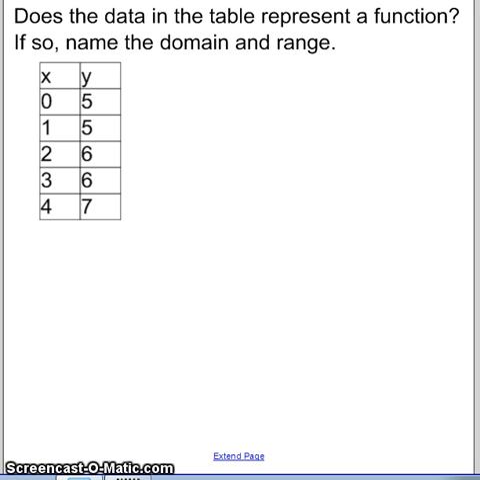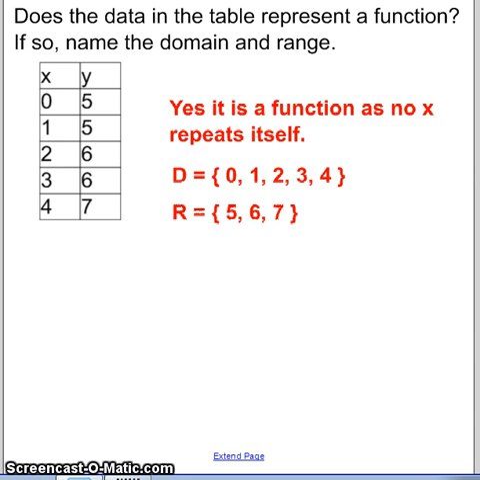This one is a data table, and you're asked to tell whether or not this is a function. And if it is a function, then name the domain and the range. Well, the test to see if it's a function is to see if any of the x's repeat. We look down the x column, 0, 1, 2, 3, 4. None of them repeat, so it is a function. The domain is going to be the x terms, 0, 1, 2, 3, 4, and the range is going to be the y terms, 5, 6, and 7. Remember, we don't write duplicates, so we'll just say 5, 6, and 7 instead of 5, 5, 6, 6, 7.